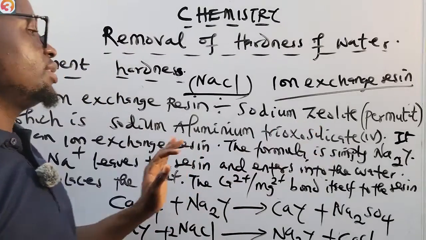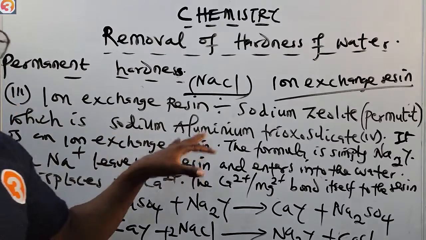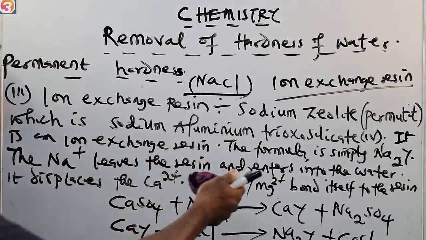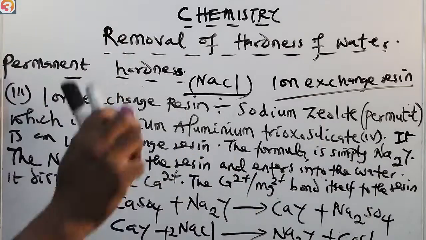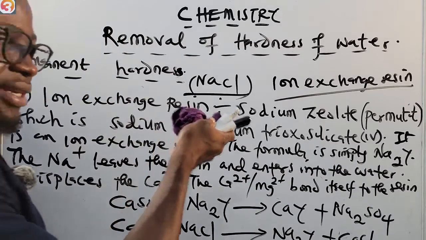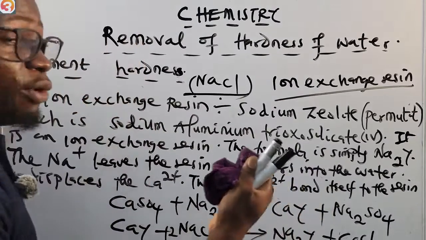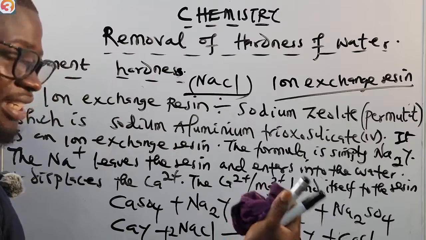Sodium zeolite is permutit, which is sodium aluminum silicate. The simple formula is Na2Y. When we pour hard water into it, the sodium ion from the resin will leave the resin and enter into the water, displacing what?